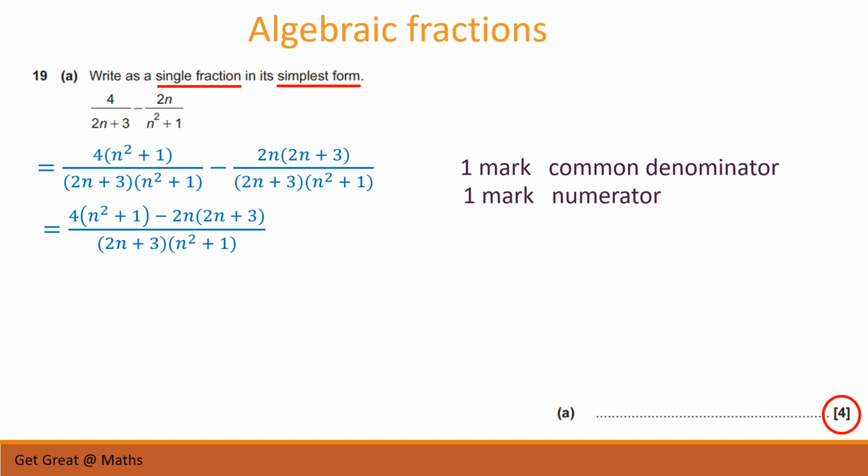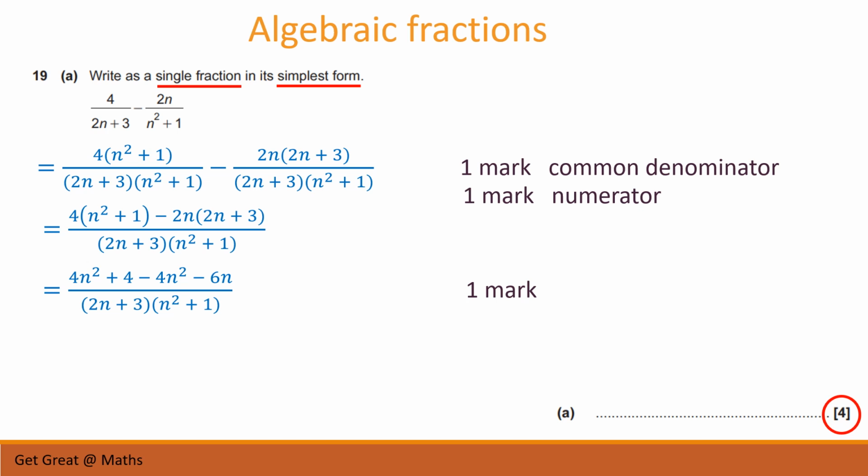I'm then going to expand the brackets. So I'm going to do 4 times n squared, which gives me 4n squared, and 4 times 1, which gives me 4. Be careful when you expand the second bracket, because you have got minus 2n times by 2n, which gives you the minus 4n squared, and the minus 2n times by 3, which gives you negative 6n. That is for your third mark.